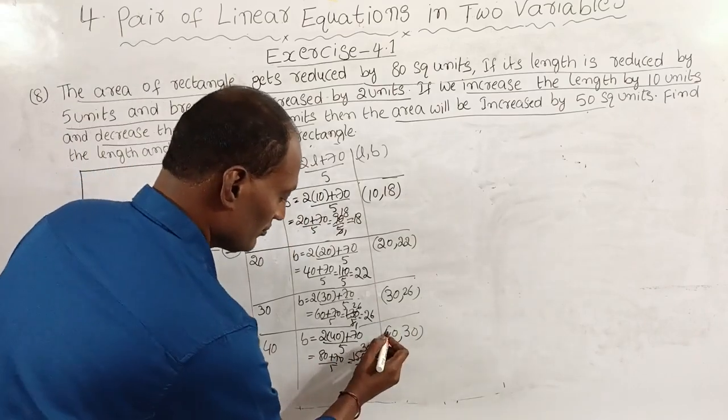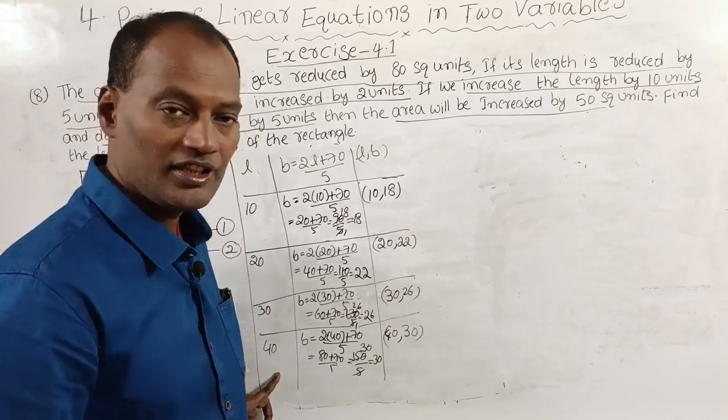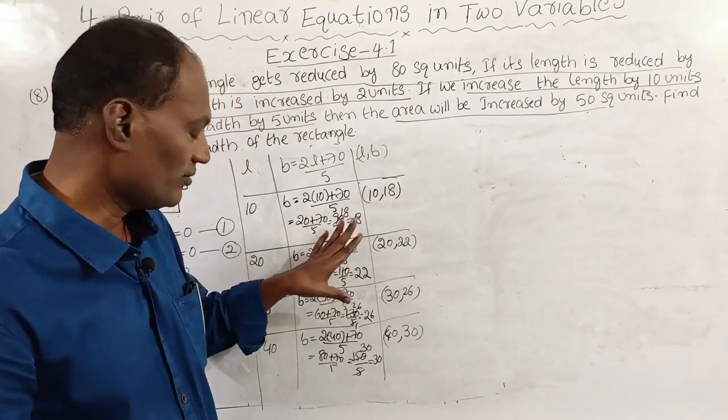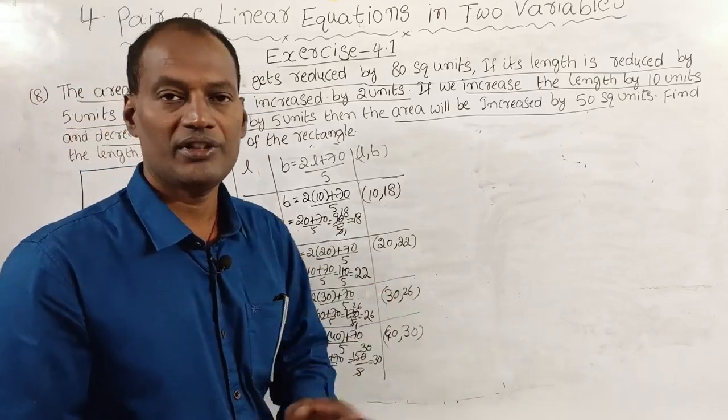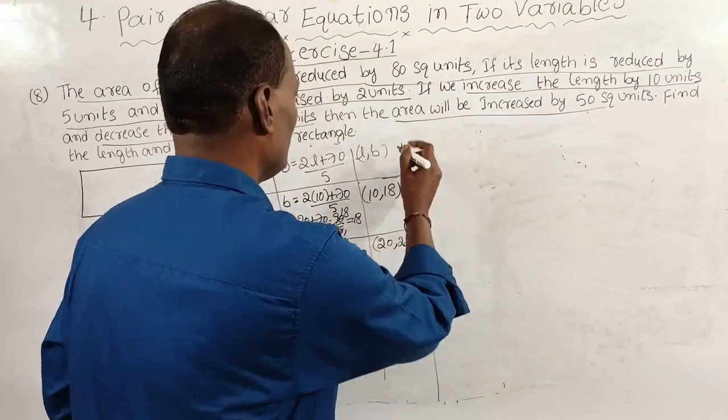Like that we can take one or two more values, 50, substitute the 50 value, take 60, like that. 4 to 5 points we take, that's enough. Next, come to the second equation.